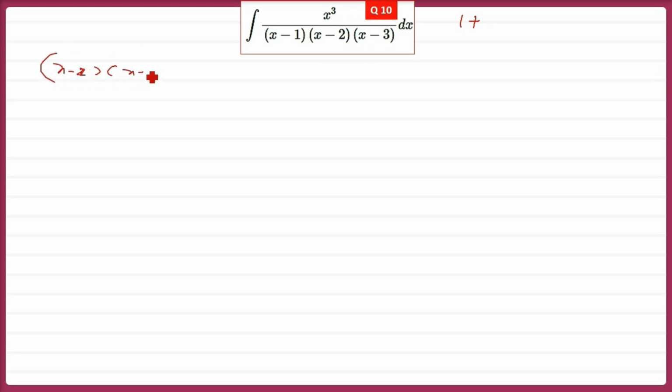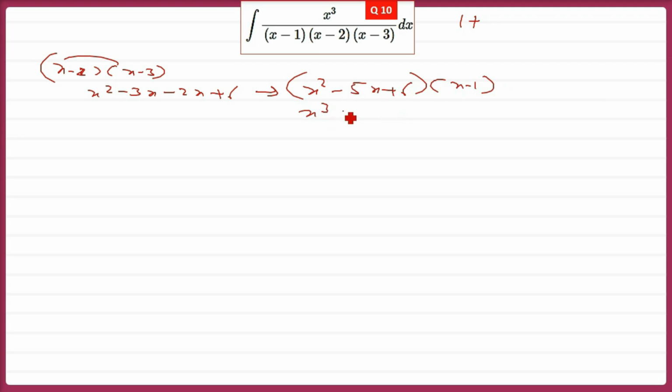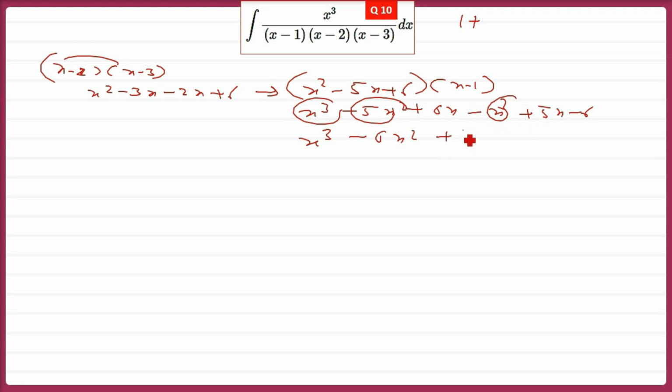Let's multiply x minus 2 and x minus 3 first. It will be x square minus 3x minus 2x plus 6, which is x square minus 5x plus 6. Now multiply it with x minus 1. So x cube minus 5x square plus 6x, then minus x square plus 5x minus 6. Once I multiplied with x, once with negative 1. So x cube, then negative 6x square, 6x and 5x will give you 11x, and minus 6. So this is your denominator.